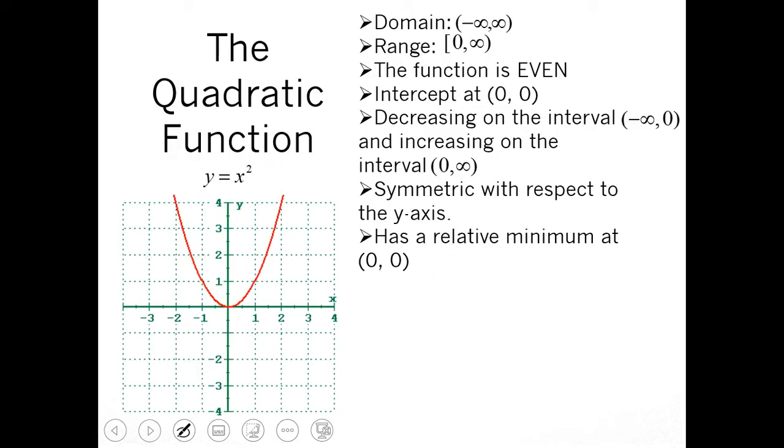Here we have the quadratic function. So the quadratic function is either y equals or f of x equals x squared. This, of course, means that no matter what you plug in, you're always going to get back something positive, which is why the graph looks the way that it does.